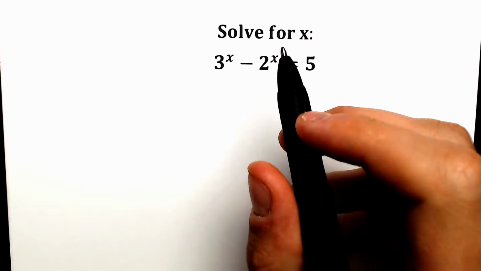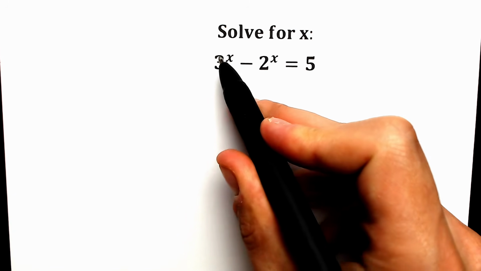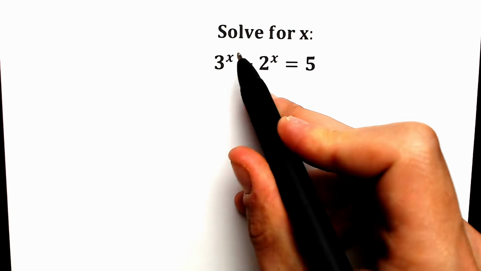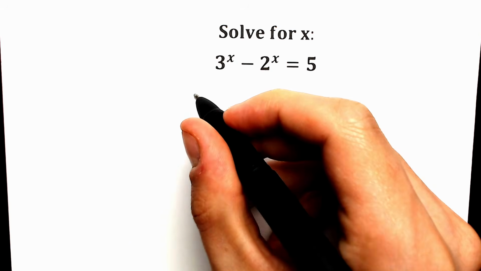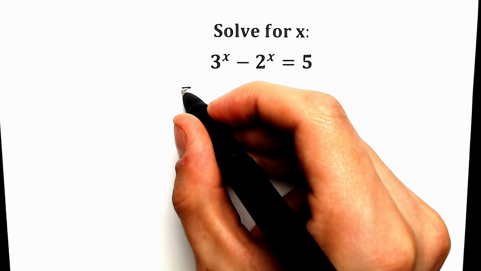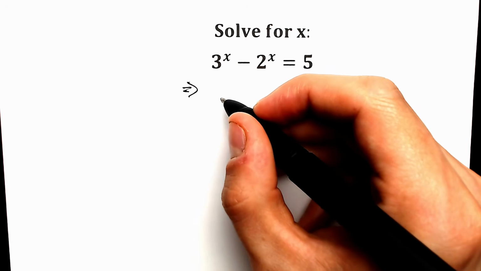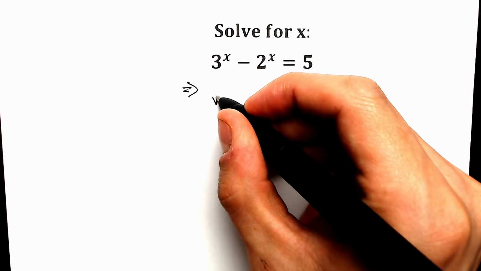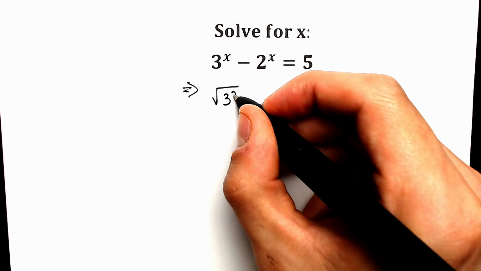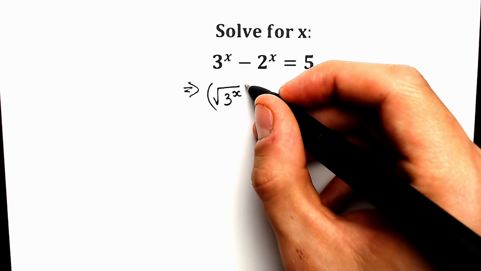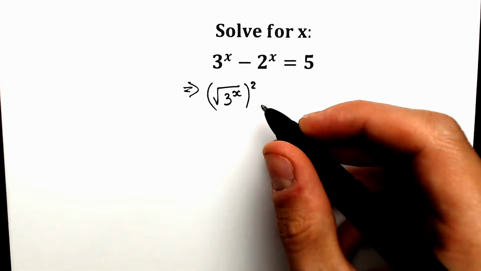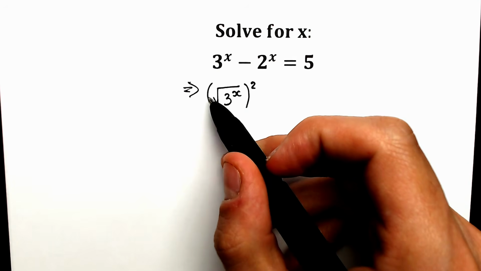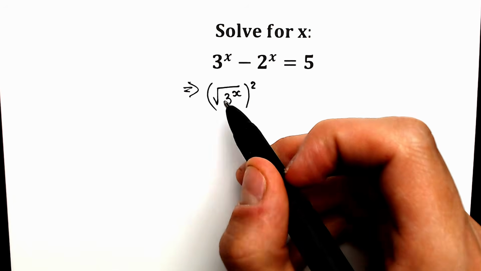Okay, so let's start. First of all, I want to rewrite this expression as the difference of squares on the left side. So that's why I want to use a really interesting trick. 3 to the power x, I want to write in the next way. I want to write it as square root of 3 to the x, and of course we need to raise this to the power 2. It changed nothing because we can easily cancel our square root sign with this square.